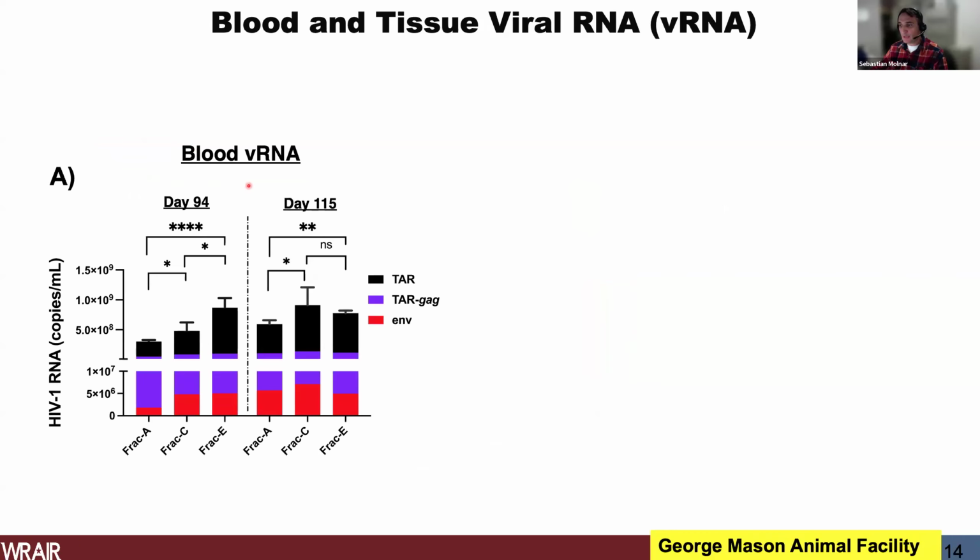The blood viral RNA indicated that at day 94, the majority of the TAR, TAR-Gag, and Env viral RNA was the highest in the animals infected with the fraction E extracellular particles, followed by C and A. By day 115, this went down, and then fraction C actually took over.